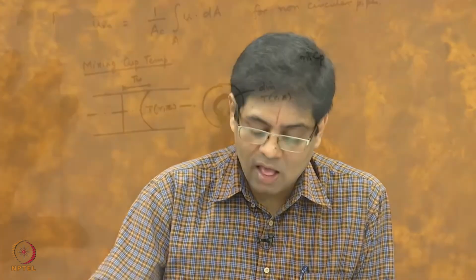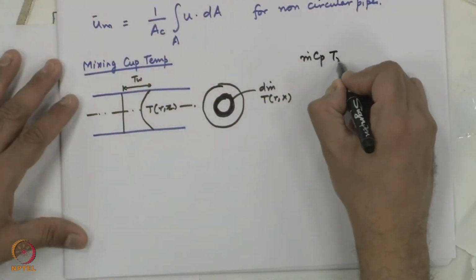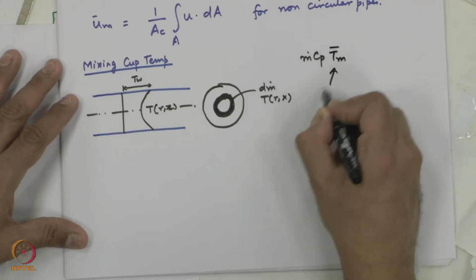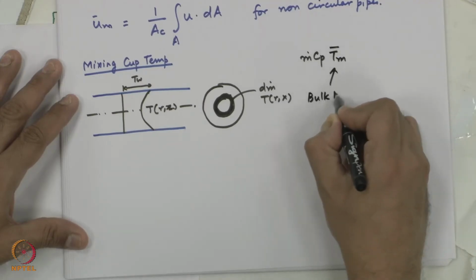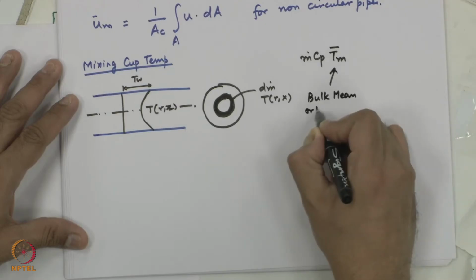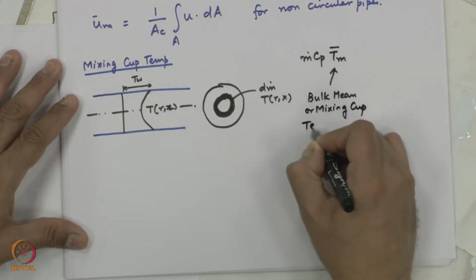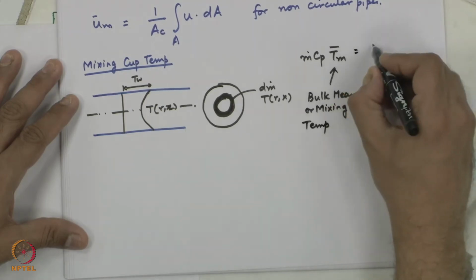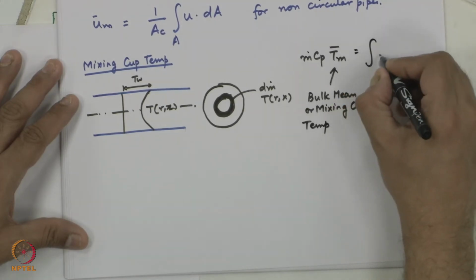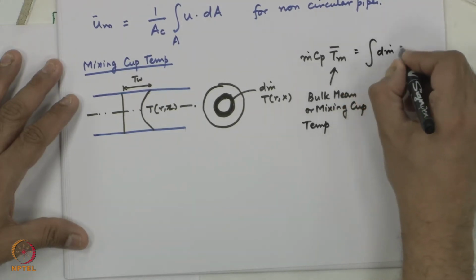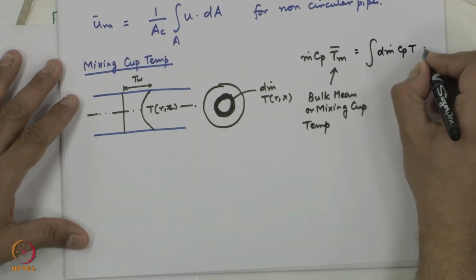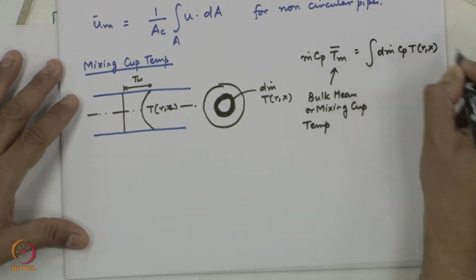You get the total energy content, which is given by some total m dot times the mean temperature, the same as what is obtained by integration. This is your mixing cup or bulk mean temperature. That is nothing but the integral over the area of dm dot Cp T local, which is T of r comma x.